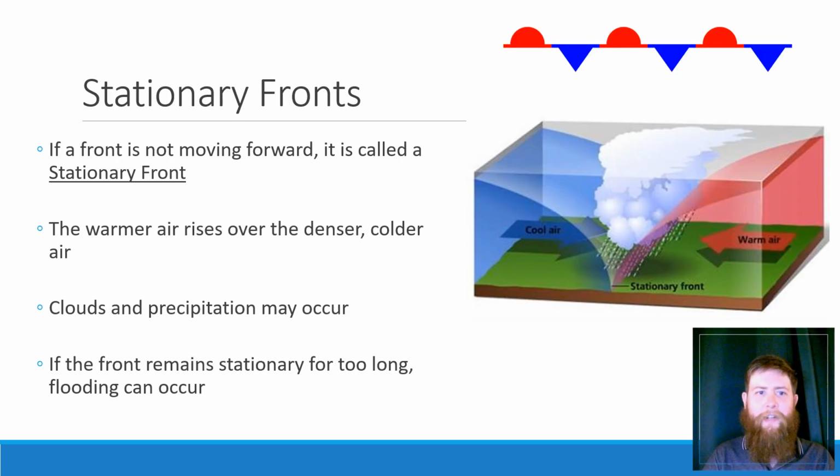All right, stationary fronts. These are when a front is not moving forward, it is now stationary. The warm air is trying to rise over the denser cold air. As it does this, we get clouds, we get precipitation. This one, we get lots and lots of rain. And if this front stays stationary for too long, we can get flooding.